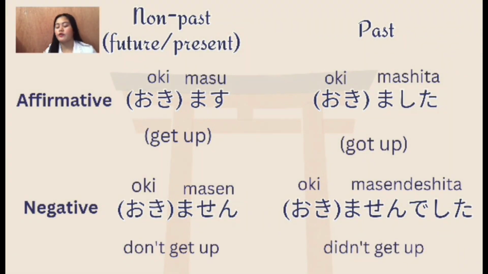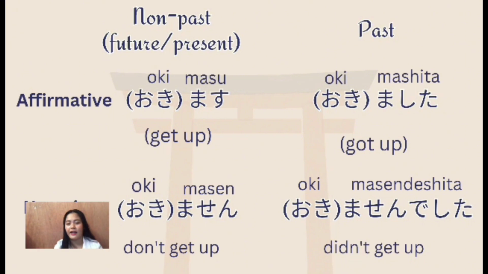So here is the negative form and the forms in the past tense. Sa affirmative or positive, meron siya ito ay ang okimasu and okimashita. Ang okimasu means I get up or get up, and it is used for habitual action o pangyayari. Sa okimashita, means I got up or got up. Ito naman is ginagamit kapag ang action ay nangyari na sa nakaraan.